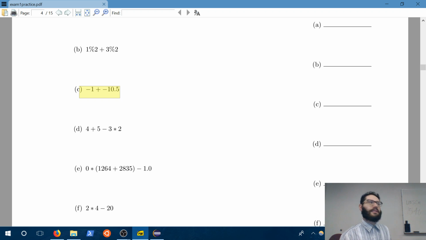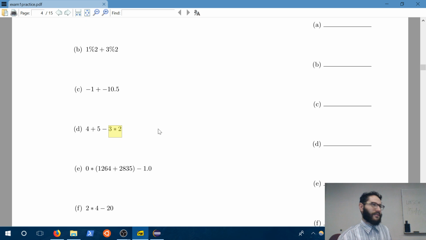But then there's a couple of students in the class who will miss like 6 of them, even though they do well on everything else, and that's why I keep this. So, don't take this for granted. 4 plus 5 minus 3 times 2, right? So here we do the multiplication first. 3 times 2 is 6. 4 plus 5 is 9, so 9 minus 6 is 3.